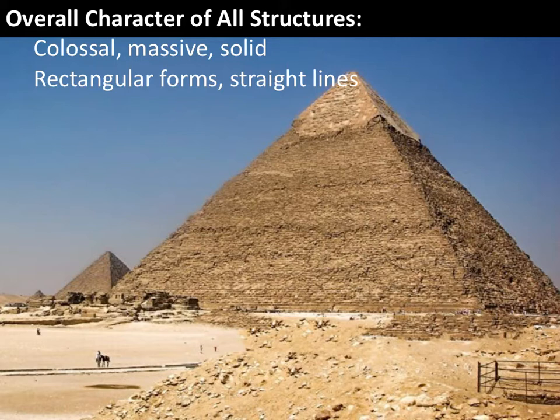Okay, starting with the overall character of all of the structures we're going to be looking at. We can say in a word, they are colossal. This is a massive, massive structure; they are solid. They're using rectangular forms and very clean geometry and these beautiful straight lines. And you can say that about both the temples and the tombs. Of course, a pyramid is a tomb.